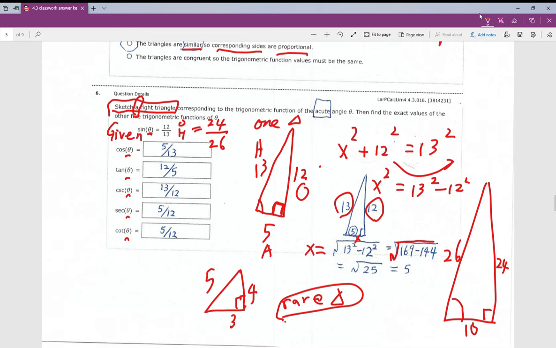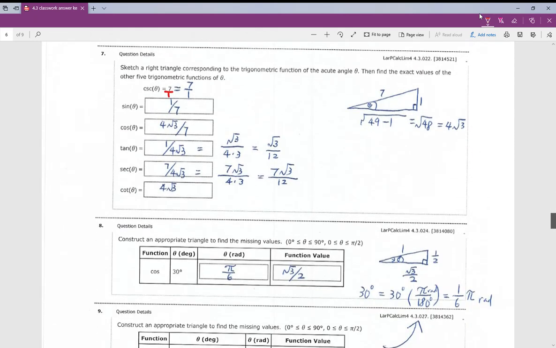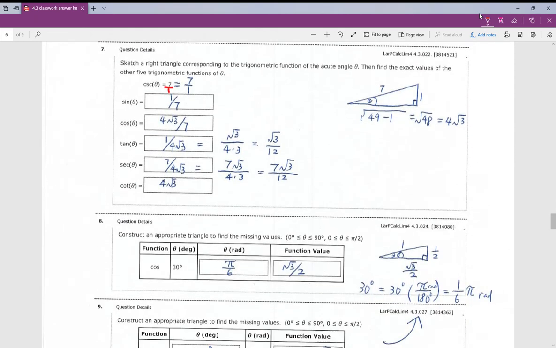Okay? Then, number 7. If you want, you may say 14 over 2, but you don't need to. If you make a number bigger, you simply make calculating harder. So, cosecant. Cosecant is the reciprocal of the sine function. So the sine function will be 1 over 7.